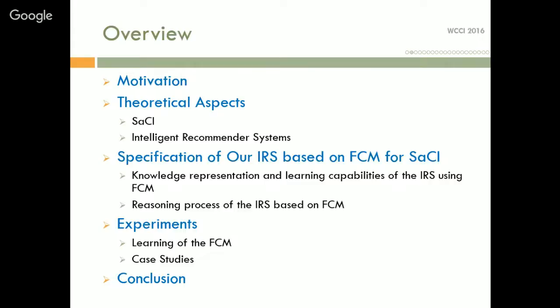I'm going to explain one type of recommender system, the intelligent recommender system, where this cognitive map is part, because there are a lot of recommender systems, but this is one type of recommender system that can be implemented very easily with a cognitive map. I'm going to explain that in this presentation.